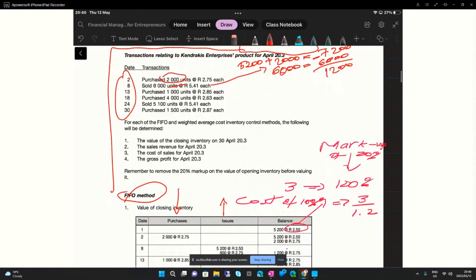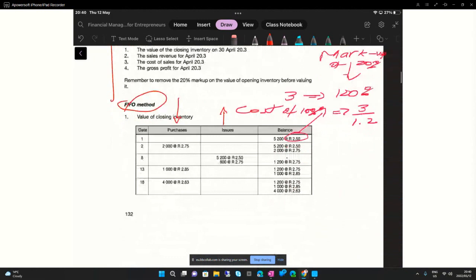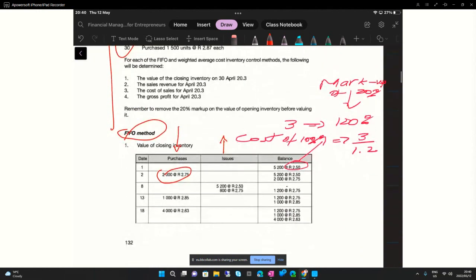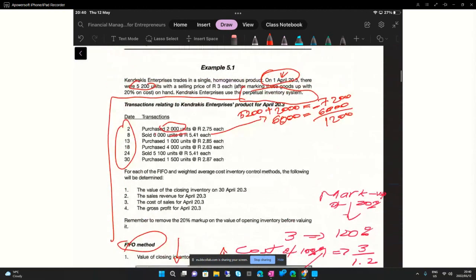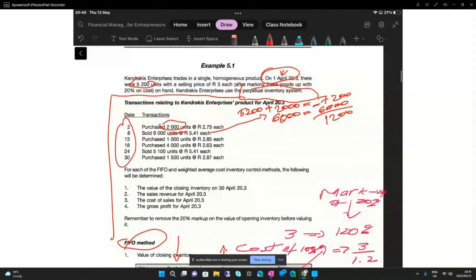So, as you can see, there is in and out, in and out. But I think this table for first in, first out is well done because it shows you what is being purchased. You have the date, and if you have a question like this, you should look at how this is being calculated. The others are quite simple because, as you can see, 5,000 at a particular price of 2.5. How did they get the 2.5? Here it said that after marking these goods up with 20% on cost.